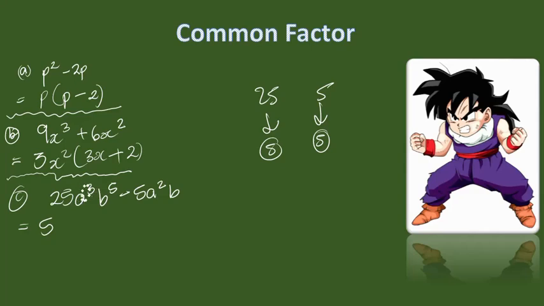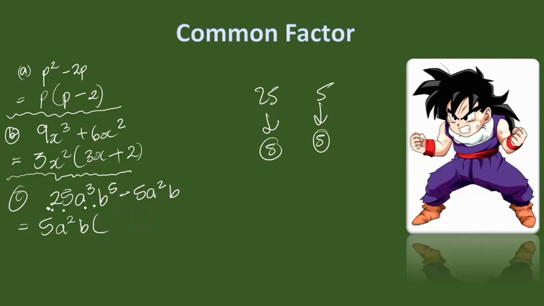So starting with numbers, 5 is the first common factor. How many a's do I have here? I have 3 a's. How many a's do I have here? I have 2. So they all have a minimum of 2 a's. So I'm taking out a squared as a common factor. How many b's here? 1. How many b's here? 5. So they all have a minimum of 1 b.